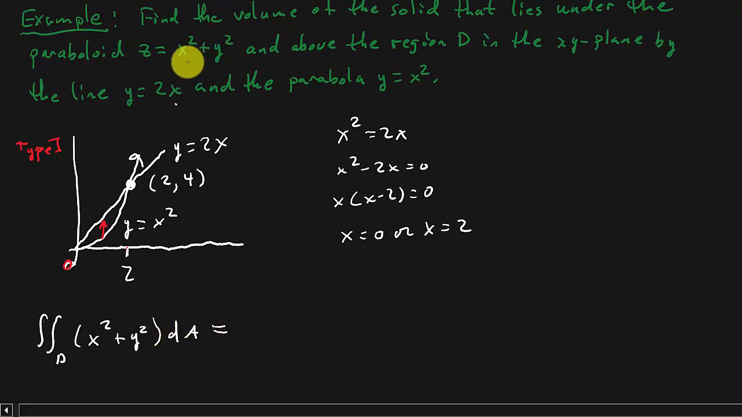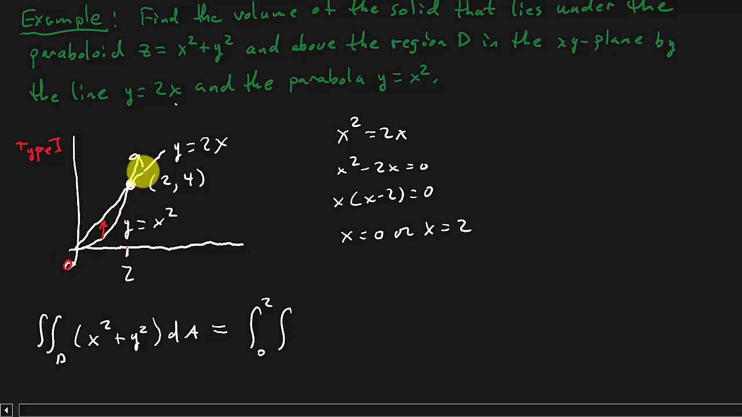Okay, so there's our function. That's what we're integrating over that region. And so this is going to be what? 0 to 2. Okay, 0 to 2. And then what's the bounds on this one? Well, see, this function and this function right here.